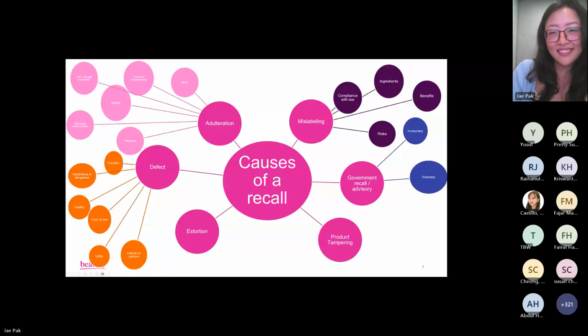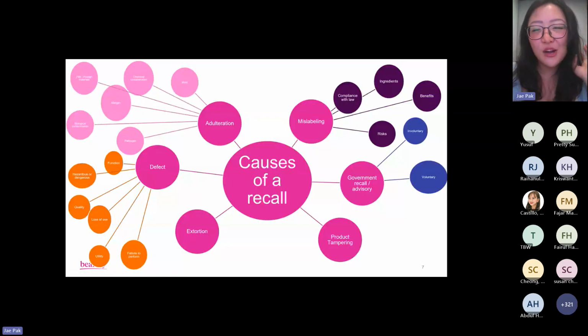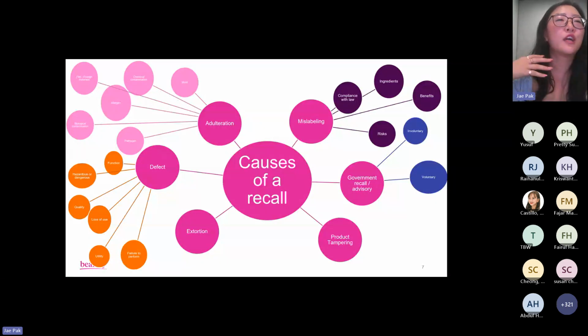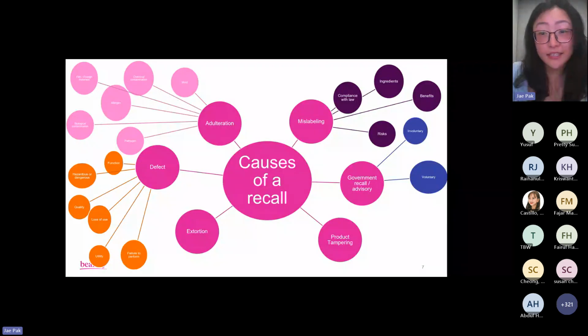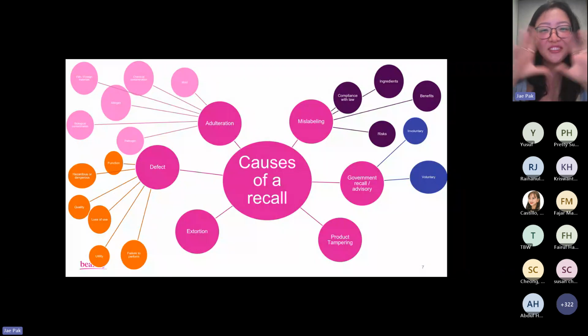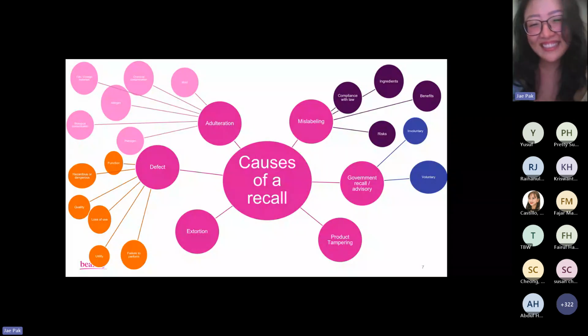So now that you guys kind of know the terminology behind what a recall is, I want to go over what the events are that can lead to a recall. So I know it's a huge giant web here, but hopefully I can go over it without it being too complicated. So we'll start at adulteration.